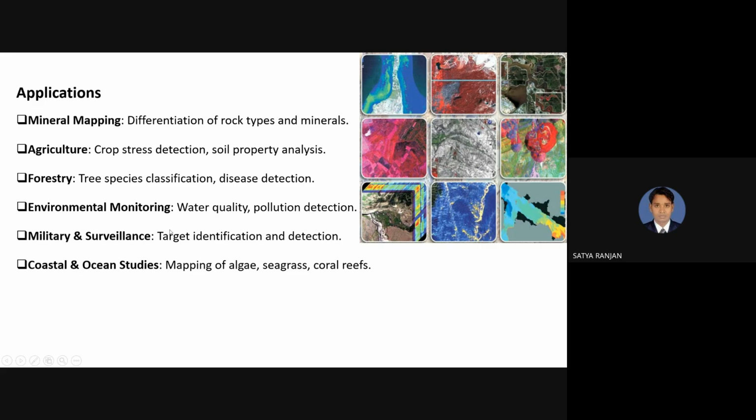Then environmental monitoring is there, water quality and pollution detection, military surveillance also uses it, coastal and ocean studies also use this for the presence of algae, seagrass, coral reefs. So coral reefs, seagrass and algae are differently identified and differentiated based on their narrow bands and graphs.